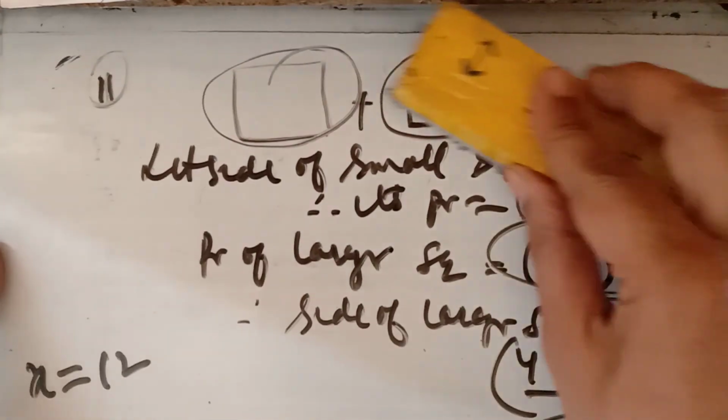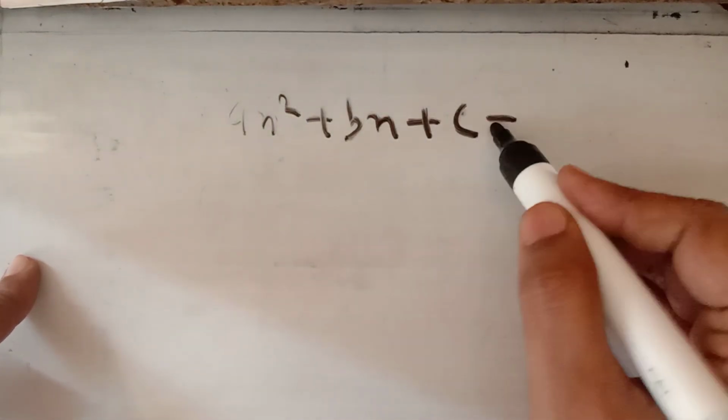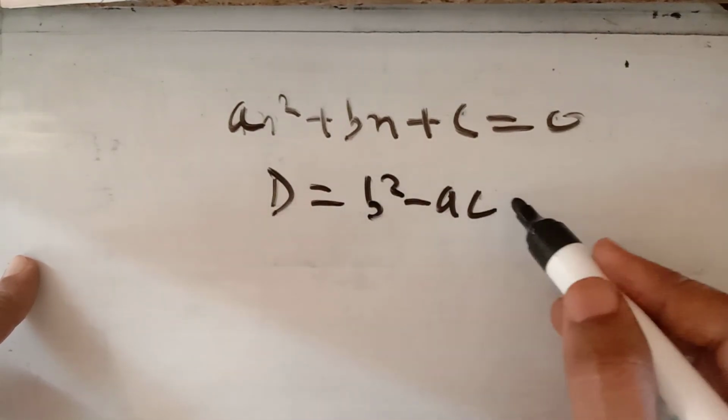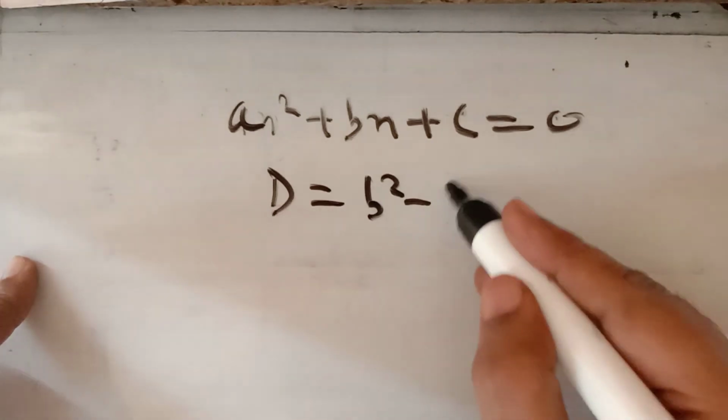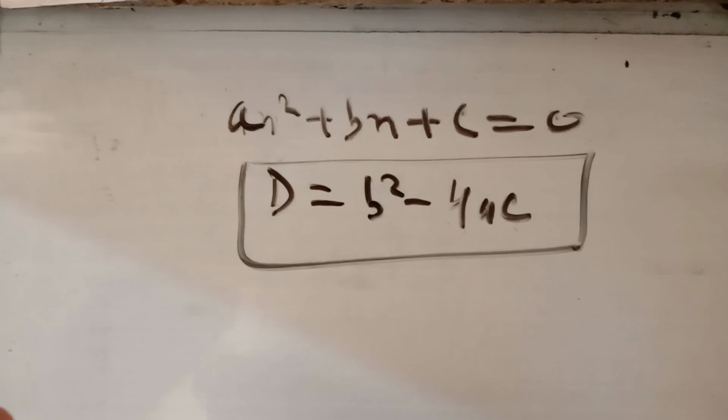And you know that the quadratic equation is ax square plus bx plus c equal to 0, and its discriminant is b square minus 4ac, which I already discussed in the beginning of the last lecture. If D is greater than or equal to 0, the roots are real, and if D is less than 0, the roots are not real. That is, we cannot find the roots of the quadratic equation.